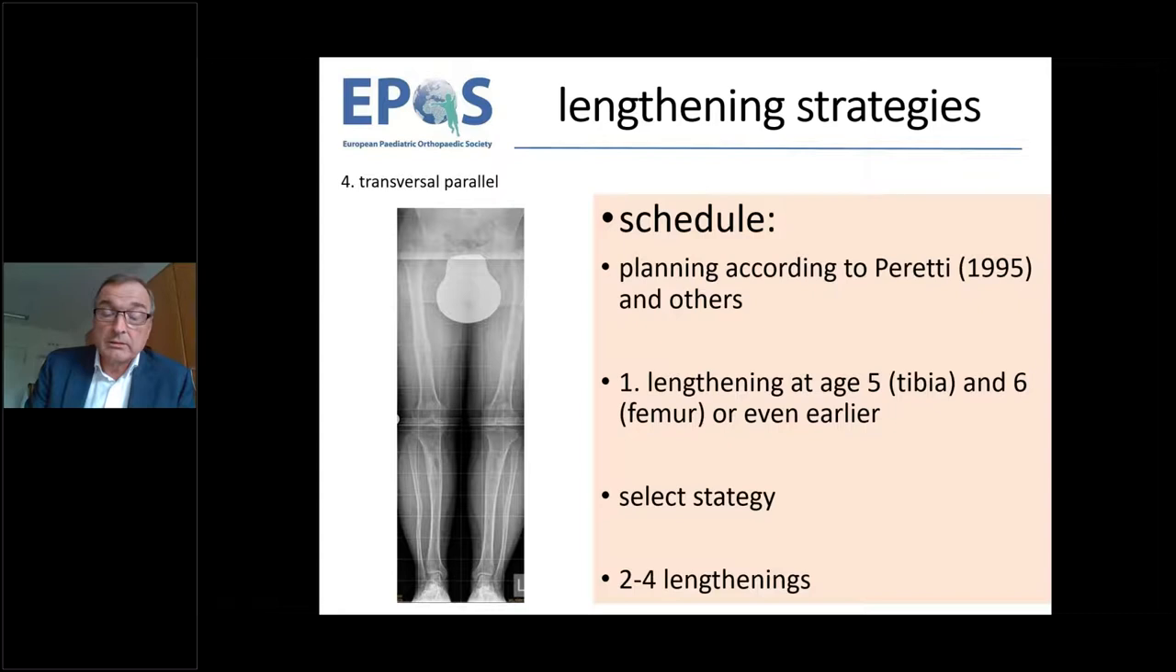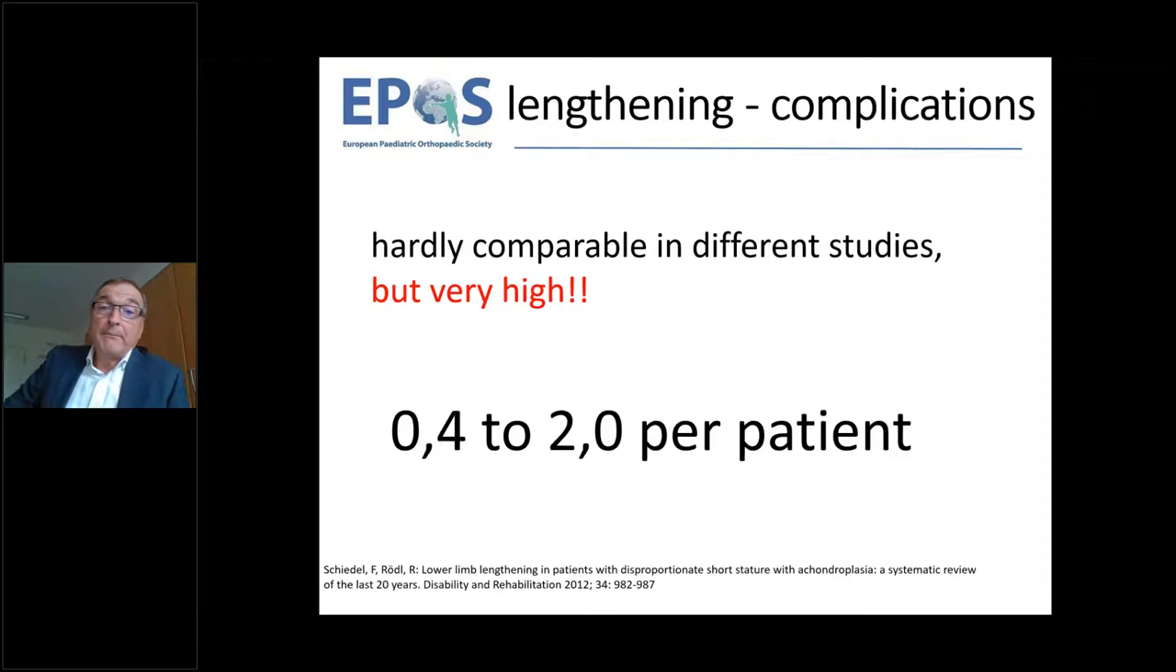We must all be aware that these procedures do have complications. The different studies are hardly comparable, but there are 0.4 to 2.0 complications per patient. So that's quite a significant number.